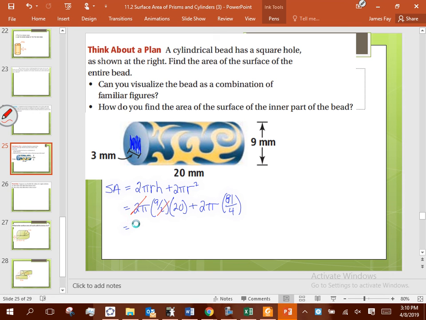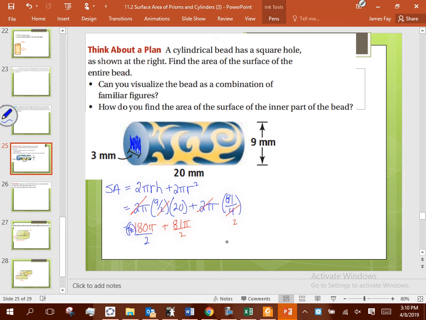What's 9 times 20? 180. So we got 180 pi. Now over here, there is still cancellation. It's not as nice, but it's still cancellation. And I get 81 pi over 2. If I want to add those together, what do I need? Common denominator. So I'll multiply this one by 2 over 2.